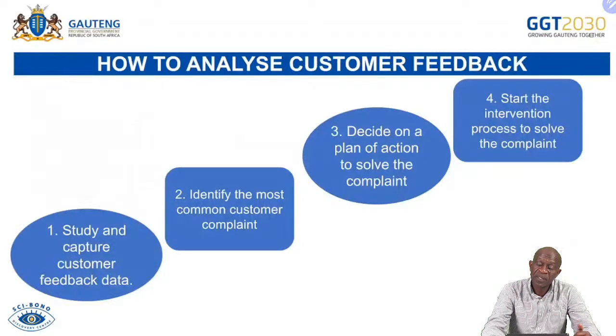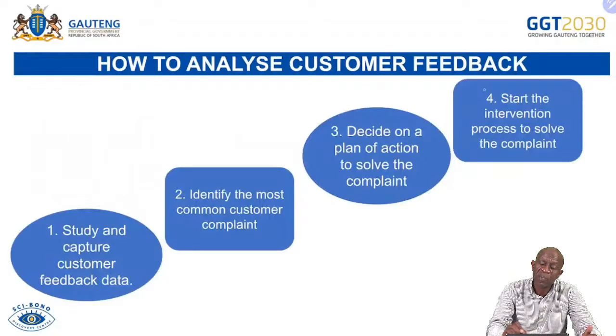Here are the steps further indicated. Study and capture the customer feedback. Identify the most common customer complaint. Decide on an action plan and start the intervention process. Like I've said, number 4 cannot be number 1. And so number 2 cannot be number 3.